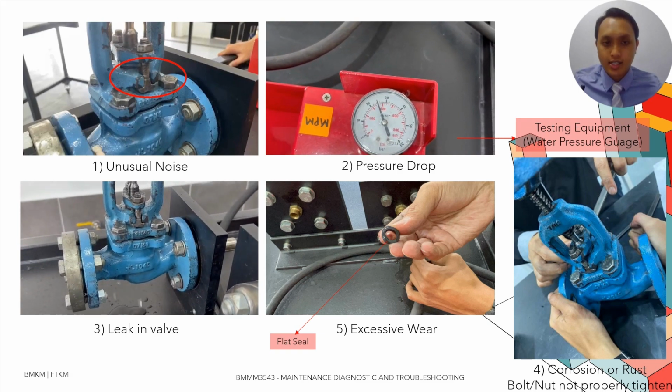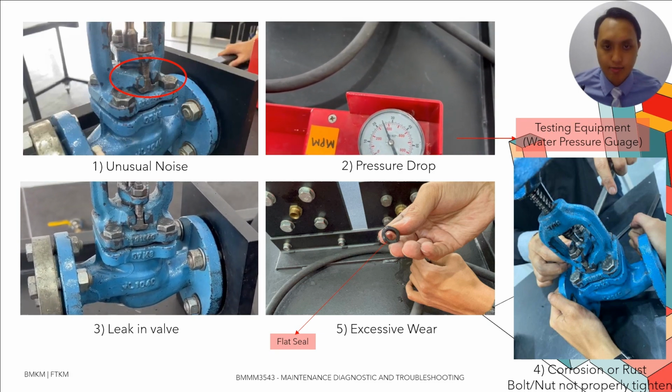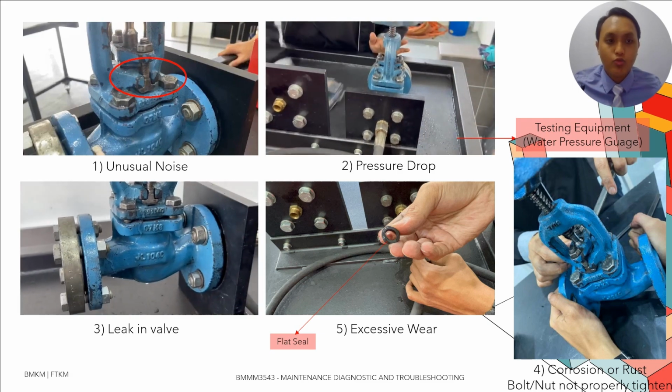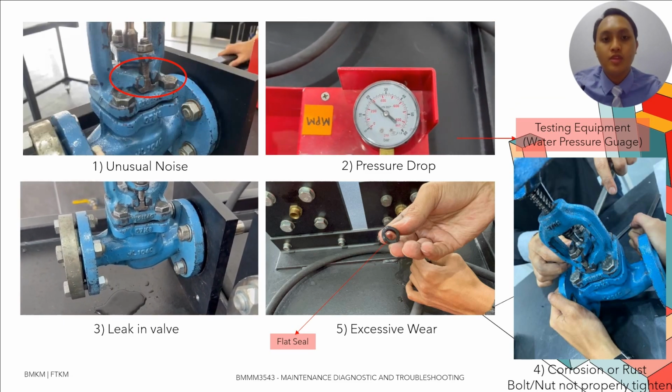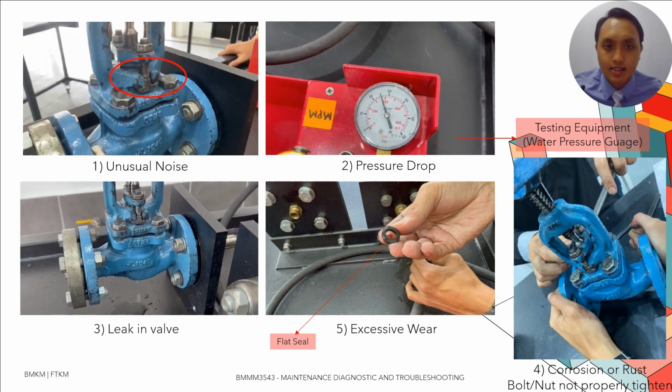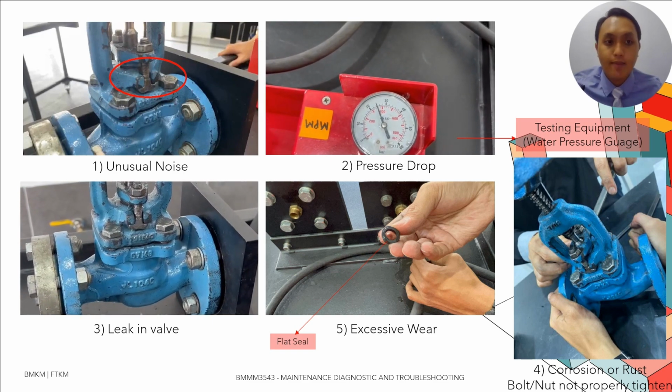First, as you can see, after we use a visual inspection and run the valve, we notice that a medium area has unusual noise occurring. So this indicates that the valve has a defect and a problem.